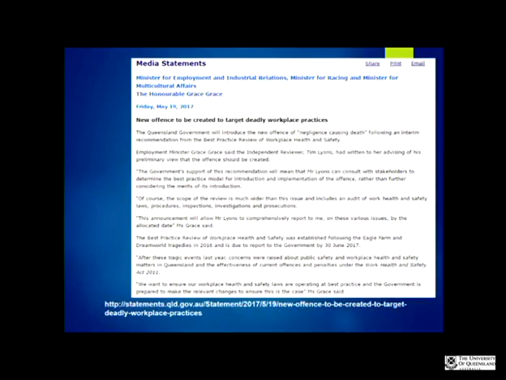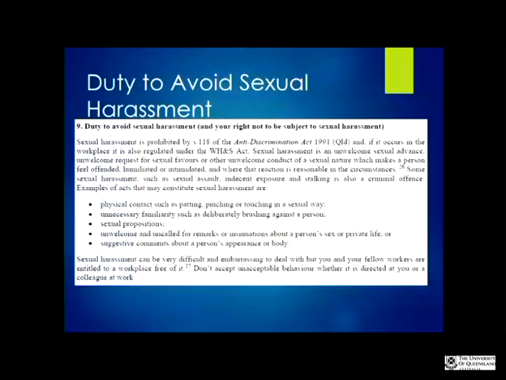And then this is just another slide talking about this idea of negligence causing death that they've announced. There's also a duty to avoid sexual harassment. This is a prohibition under the Anti-Discrimination Act. It's described as an unwelcome sexual advance, unwelcome request for sexual favours, or other unwelcome conduct of a sexual nature which makes a person feel offended, humiliated or intimidated, and where that reaction is reasonable in the circumstances.